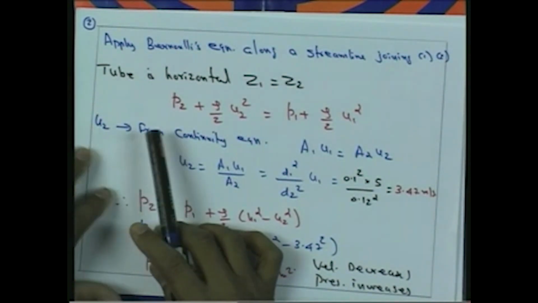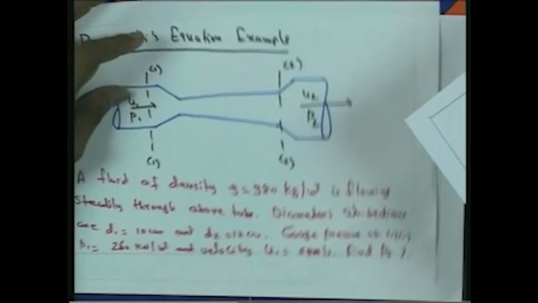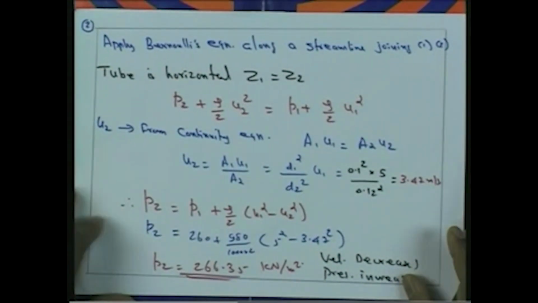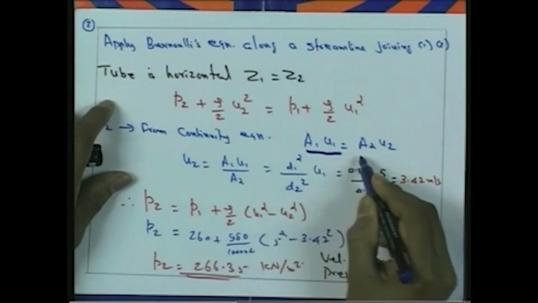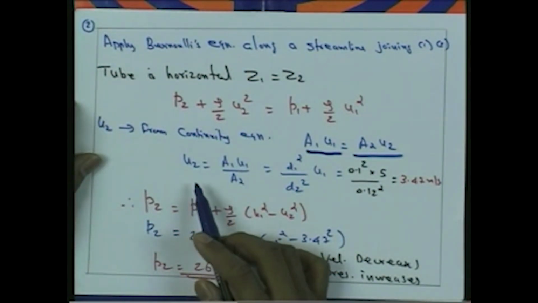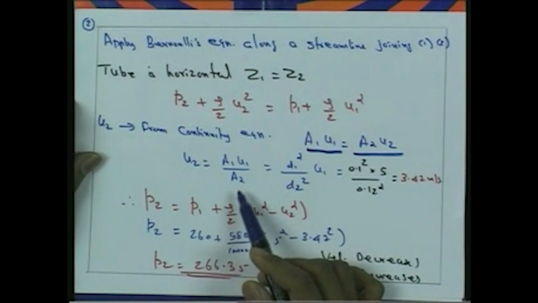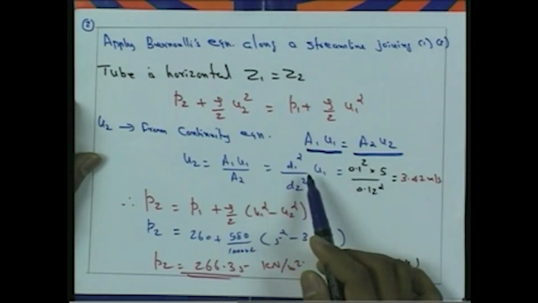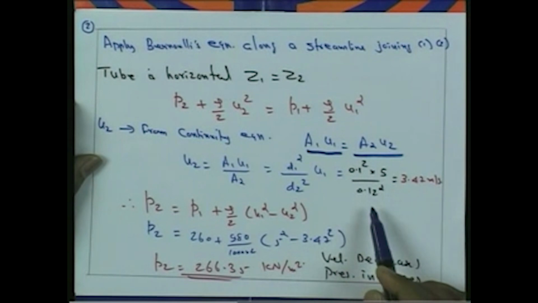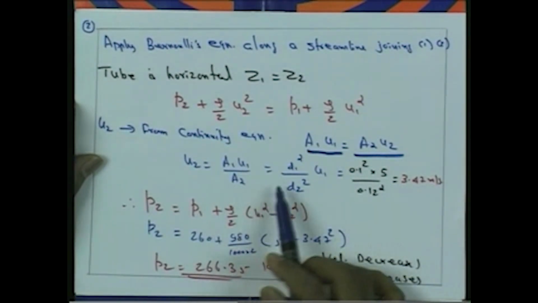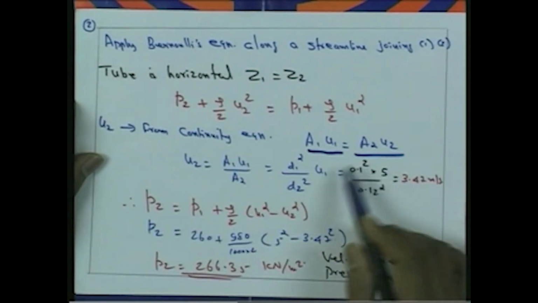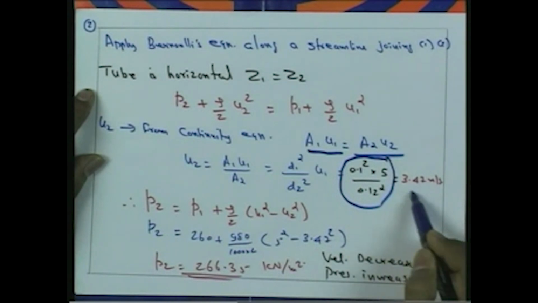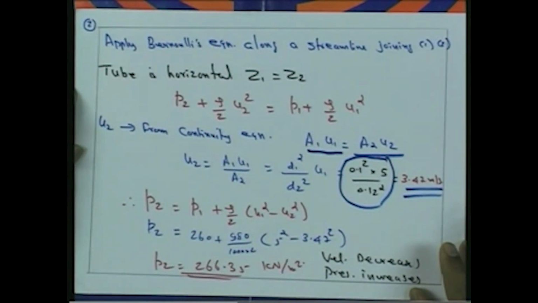Now the velocity at section 1 is already known, U1 is equal to 5 meter per second, but U2 is not known, so we can use the continuity equation. From the continuity equation we can write A1 U1 is equal to A2 U2, so U2 is equal to A1 U1 by A2. The diameters D1 is 10 centimeter and D2 is 12 centimeter, so U2 is equal to D1 square by D2 square into U1, and if you substitute all the values here, we get the velocity U2 is equal to 3.47 meter per second.